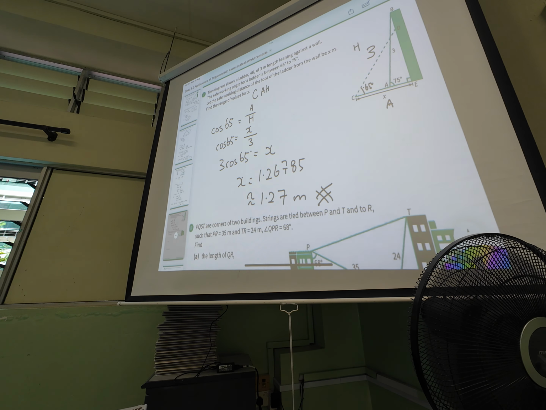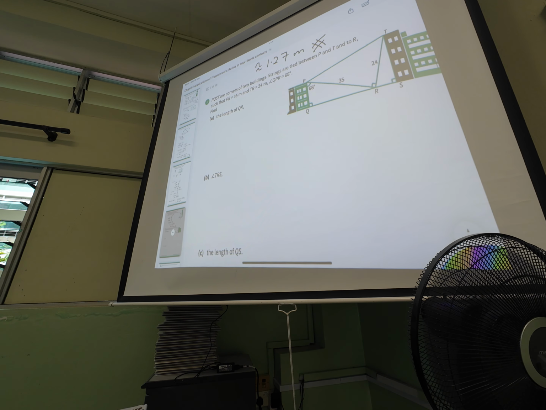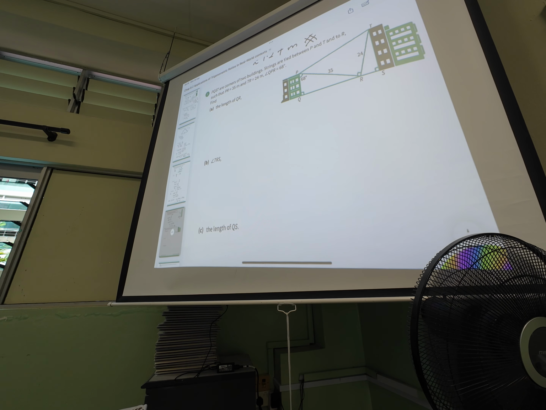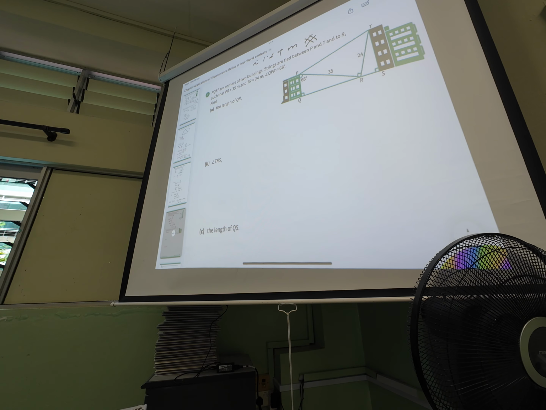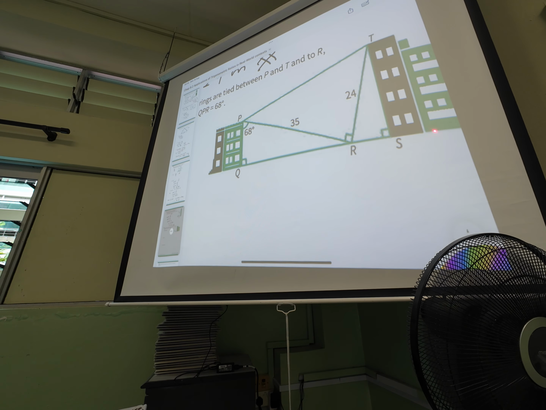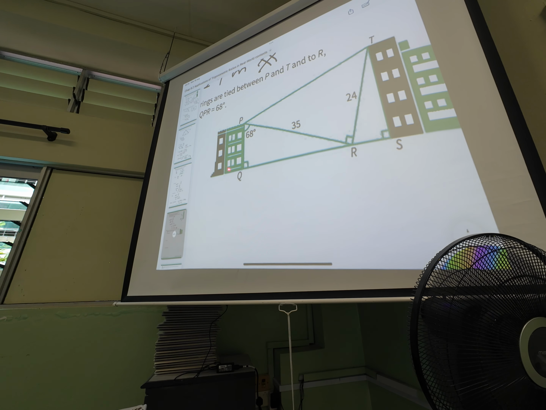Okay, then next question. This one starts to be a bit more challenging. But again, we need to go back to the idea that our buildings are built 90 degrees from the ground. Okay? So you have a right angle here, you have a right angle here.